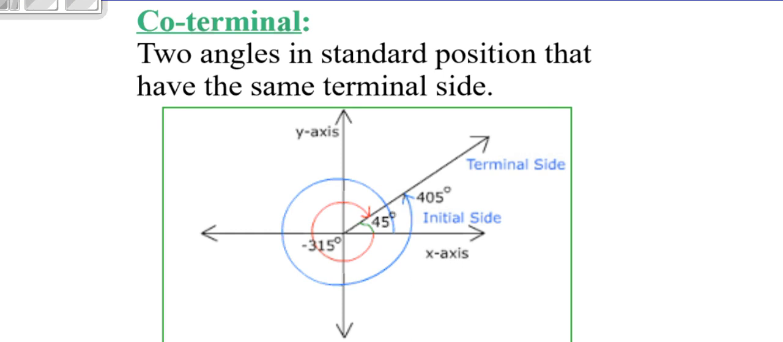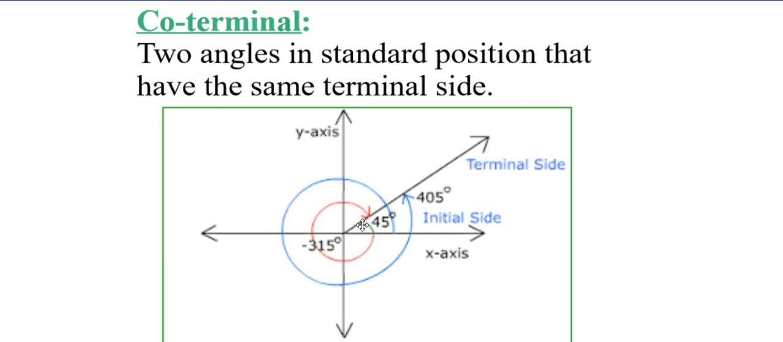Okay, so we're talking about coterminal angles, and coterminal angles just means angles that share the same terminal side. So here you see that we could open up our terminal side to a 45-degree angle, and that would look the same as if we went all the way around again and had a 405-degree angle. So yes, is there a difference between 405 degrees and 45 degrees? Absolutely. But when we sketch that angle on the XY coordinate plane, it looks the same, right? So 45 and 405 would be coterminal because they share the same terminal side.